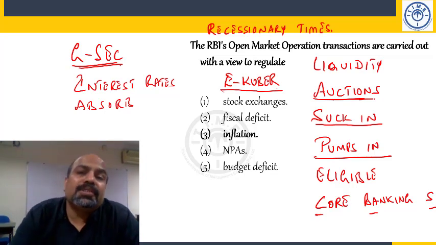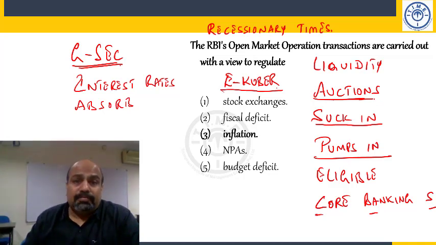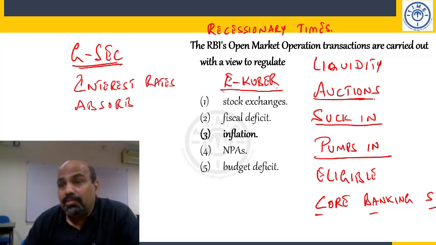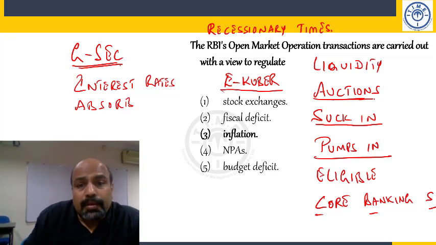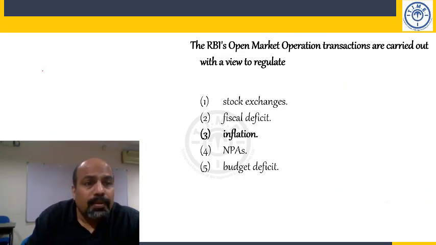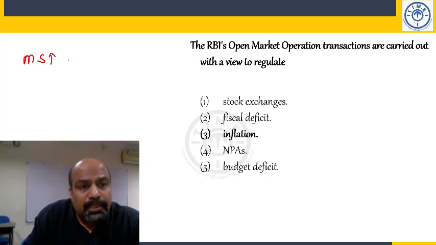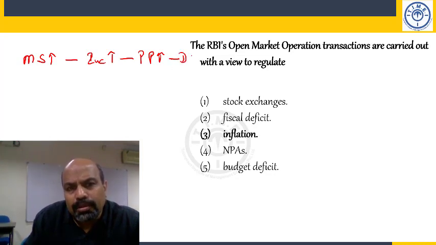Now, the problem with pumping money is that it could lead to inflation. How? More excess money supply would mean that people have more money with them. When people have more money with them, their purchasing power increases. When they have higher money supply, that would mean higher incomes, income of all kinds. Purchasing power increases. When purchasing power increases, people's demand for goods and services also increases.